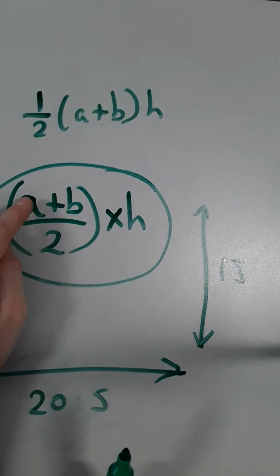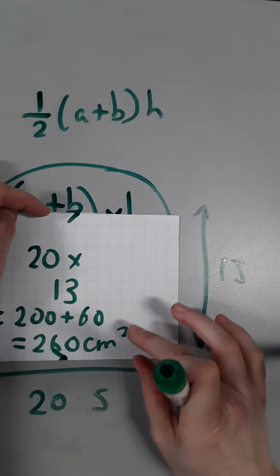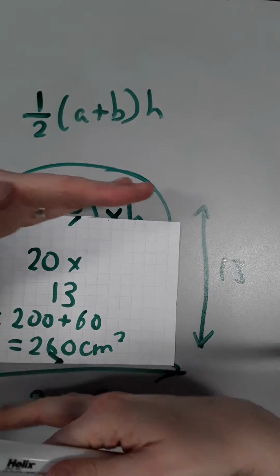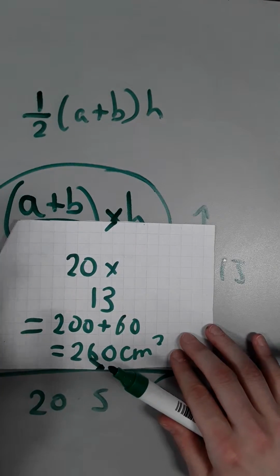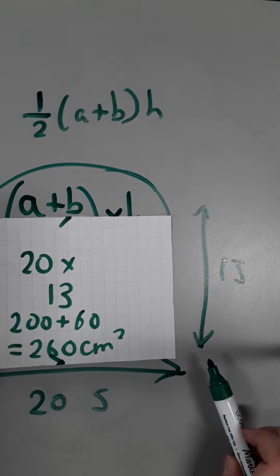So your two parallel lengths, A and B, so your two parallel sides, the ones at the same angle, are averaged. Once you've got your average, you then need to times by your height.